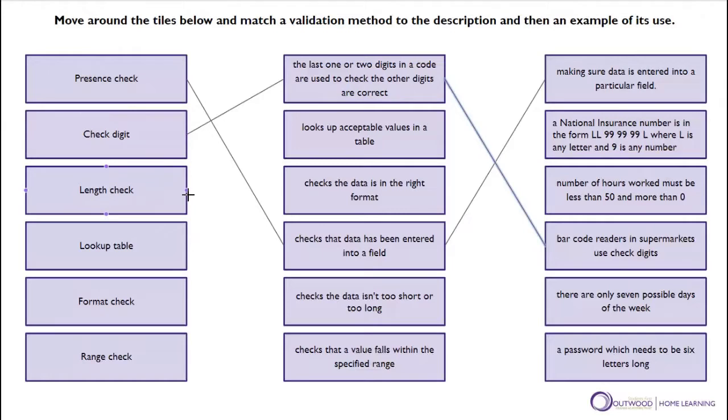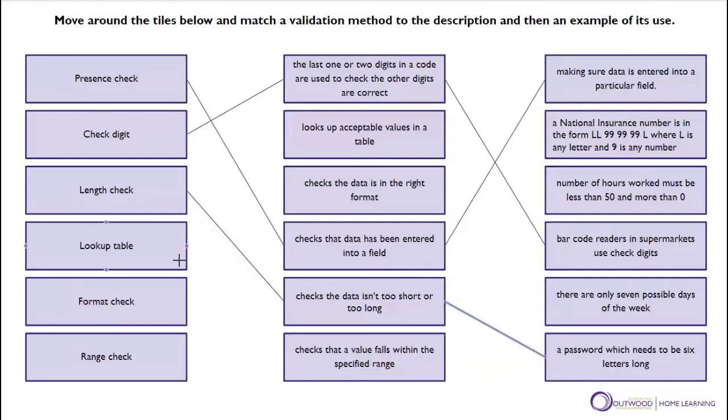Okay, next up is a length check. Sort of does what it says on the tin, this one. Checks that the data isn't too short or too long. Okay, so for example, a telephone number is a really good example. It has to be 11 digits long in the UK. But another example is a password which needs to be 6 letters long.